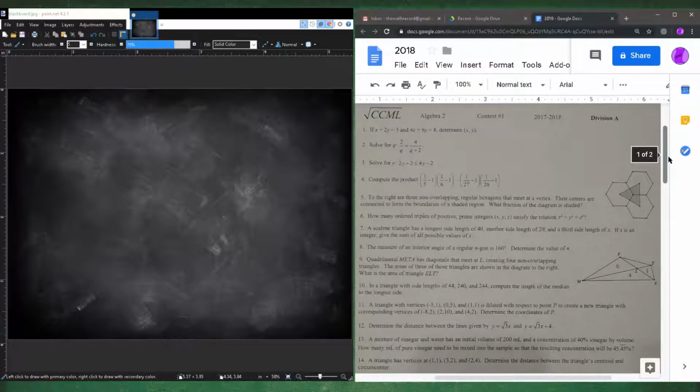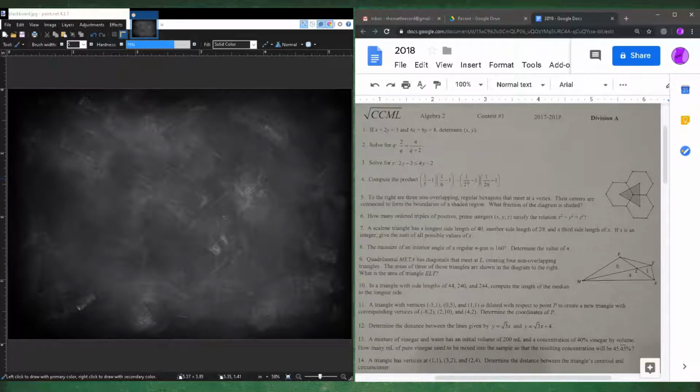Number 8. The measure of the interior angle of a regular N-gon is 160 degrees. Determine the value of n. Well, this is also another formula you should know. For geometry, if you want to score high for the CCML, you just gotta memorize formulas. The reason is that you want to save time. For contests like this, you memorize formulas and you basically just know it, and you just do it.